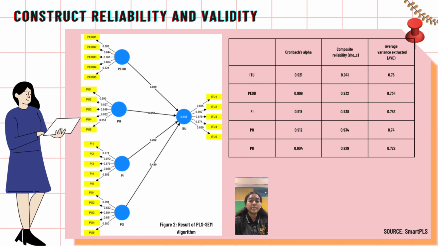Then is the average variance extracted, AVE, which is also known as convergent validity. To have a positive AVE, it must be more than 0.5, as clarified by Hair, Ringle, and Sarstedt in 2011. In conclusion, AVE for all factors is accepted because all values are more than 0.5.